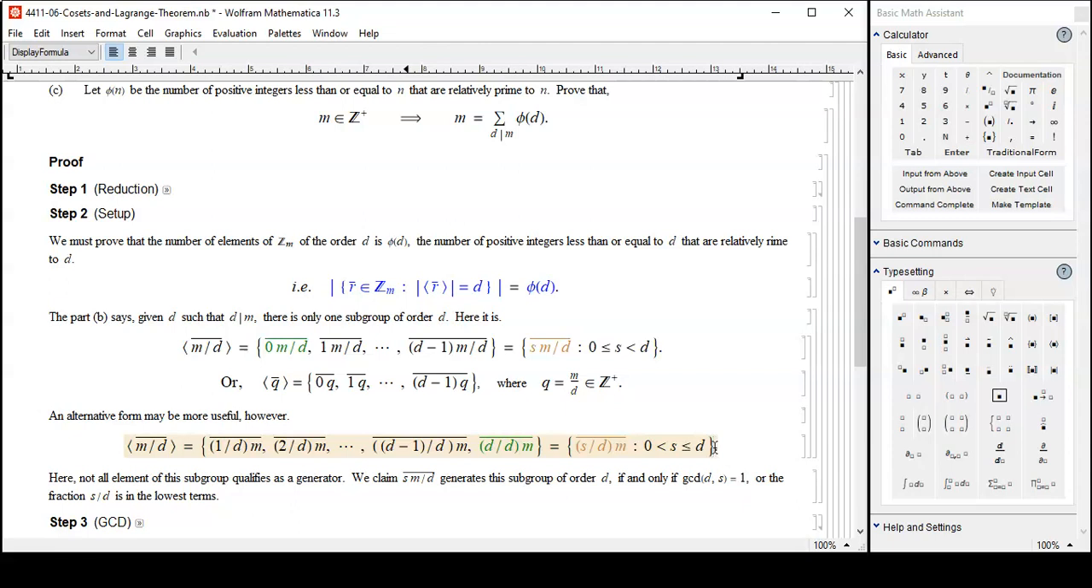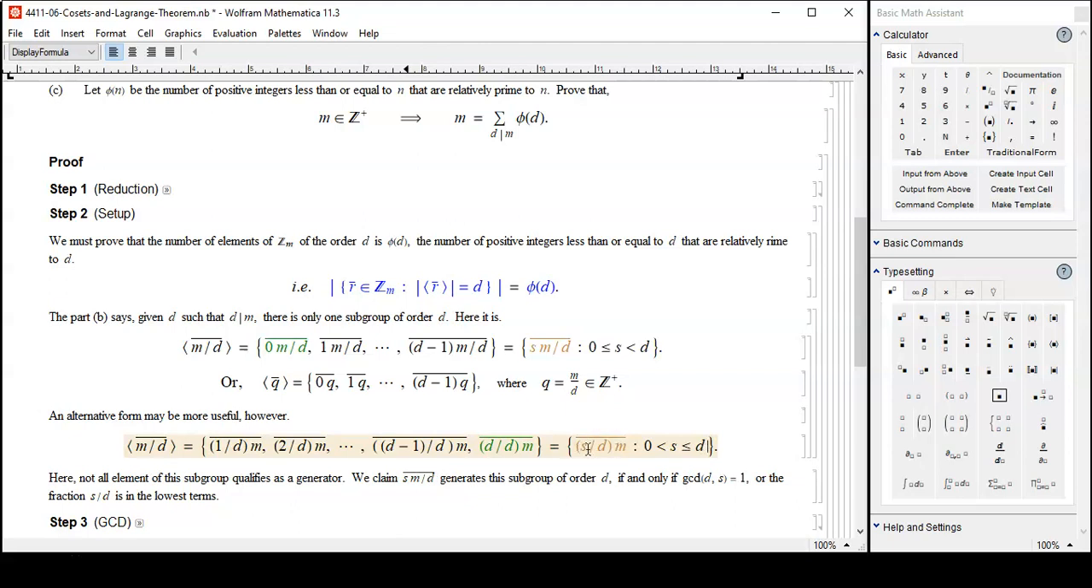And the reason I did it is to note that not all these will generate everything. Only when s over d, this fraction, is in lowest terms will it have a generator. That's my claim. That's why I emphasize s over d here. We're going to revert back to the previous expression, s m over d, later on.